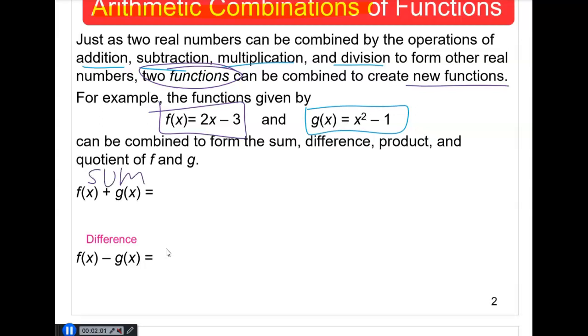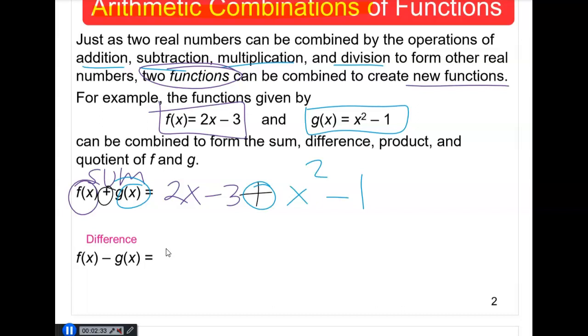As you see here, for our first problem, it's going to be the sum of two functions. And so we're going to write whatever is for function f, which will be 2x minus 3. And then we're going to add the other function, which is g, and that is x squared minus 1. Now here, since I'm adding, I don't need to be extra careful with the negative signs, but on the next example, we're going to use parentheses.